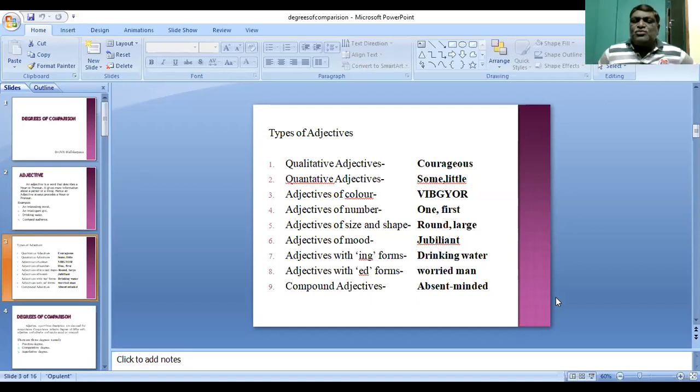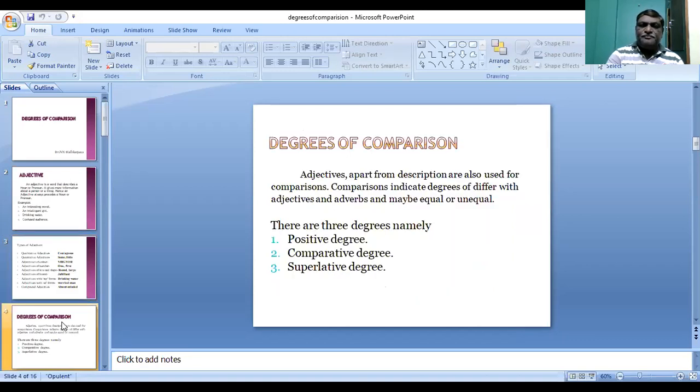Similarly, the last one is compound adjectives. Compound adjectives means they are formed with two words. One may be noun, the other may be adjective, or sometimes noun and noun. For example, shortcut. This is compound adjective. Absent minded, absent and minded, absent minded. So these are all the adjectives. These are different types of adjectives that we have discussed till now.